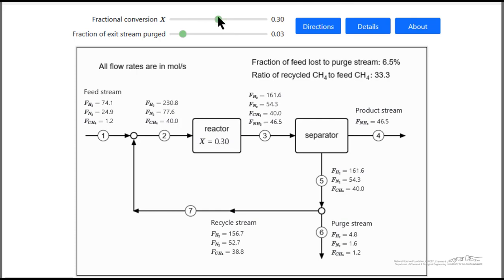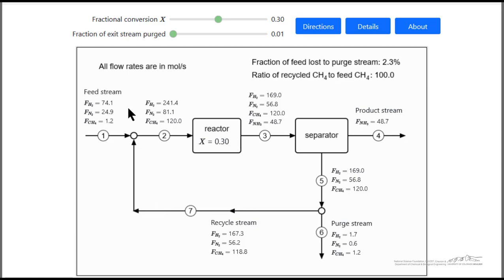Let's set the fractional conversion at 0.3, and let's make the fraction of the exit stream that's purged 0.01. What this means is that only a small fraction, 2.3% of the feed, is actually lost in the purge stream. However, the recycle methane to the feed methane is a factor of 100. So we have a very large flow rate of methane in that recycle stream.